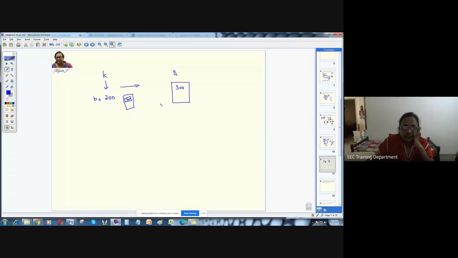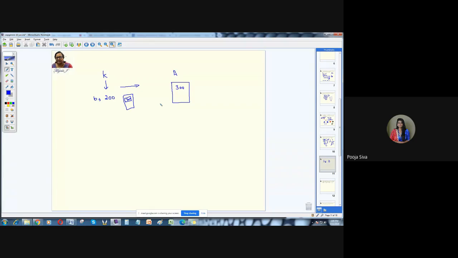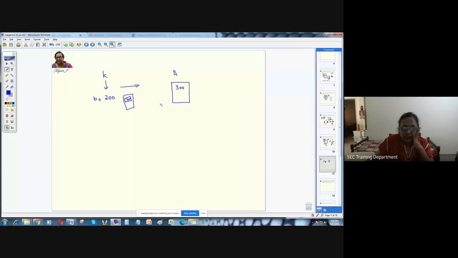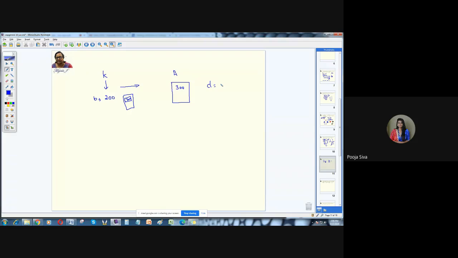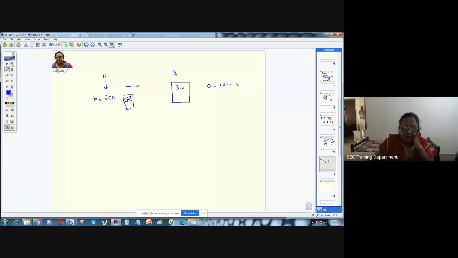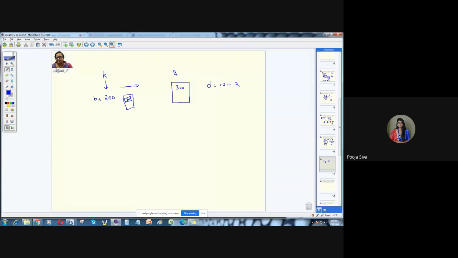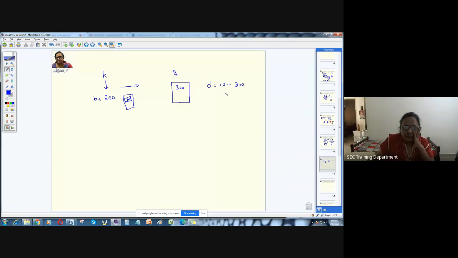I'll repeat this. Shall I? 270. 270, ma'am. The discount is how much? 30 rupees. 10% of what? 300. So what is 10% of 300? 30. For 10%, you just need to place a dot here, that's all. So 30. Subtracting 30, the balance is 270.